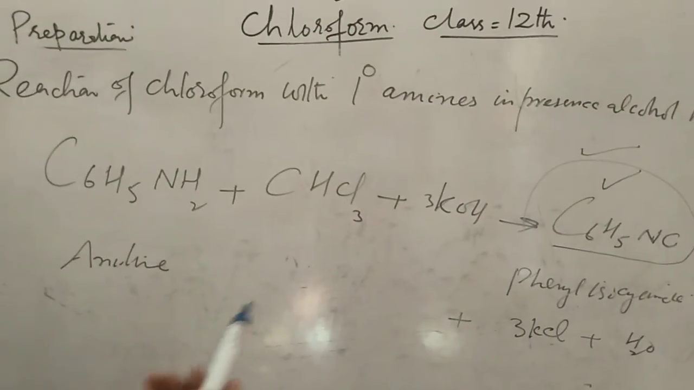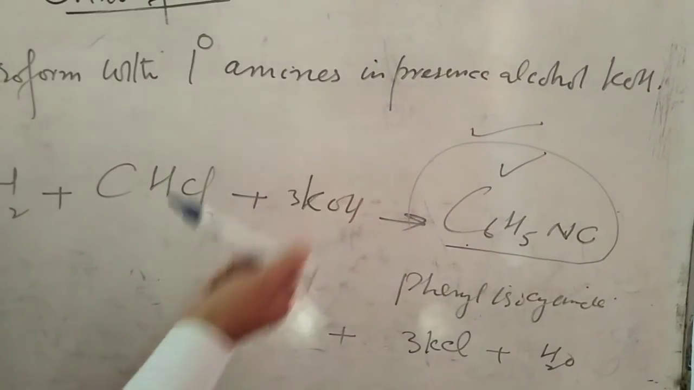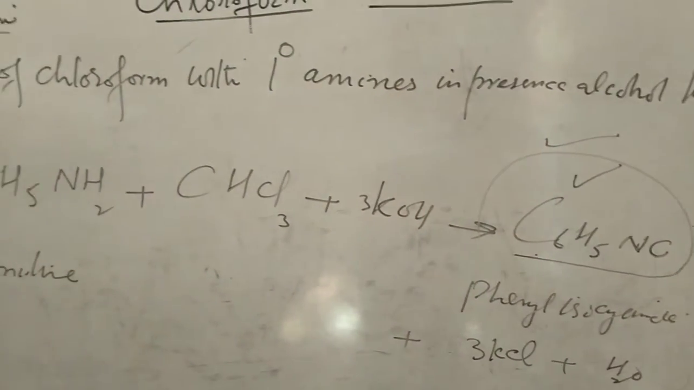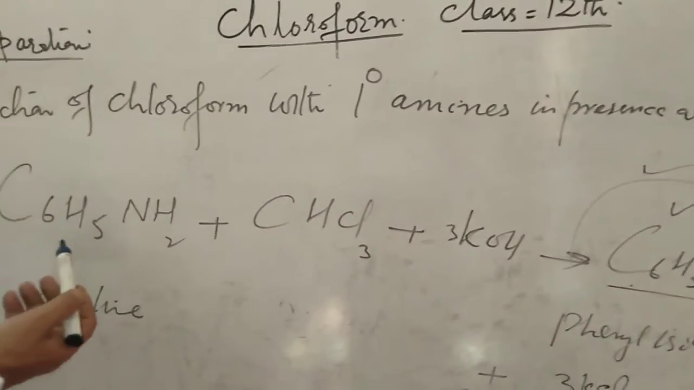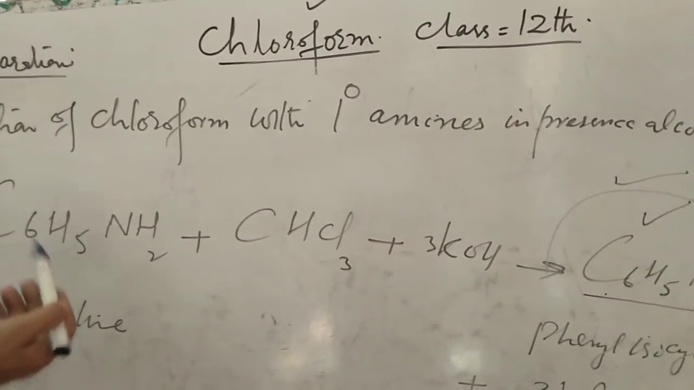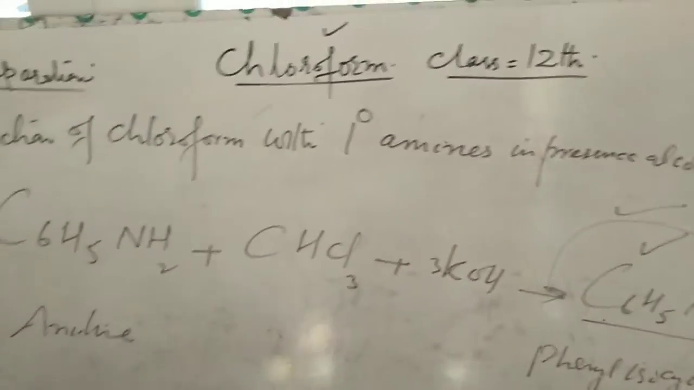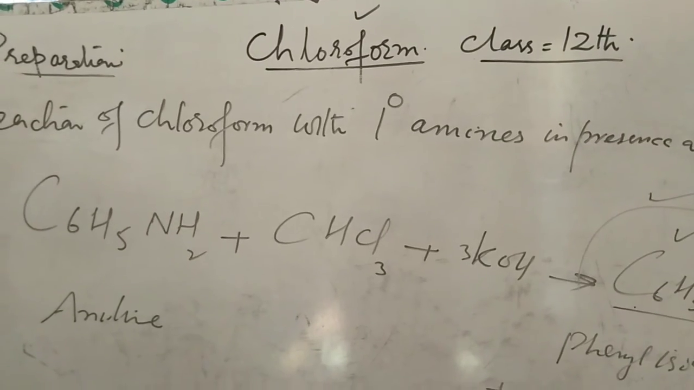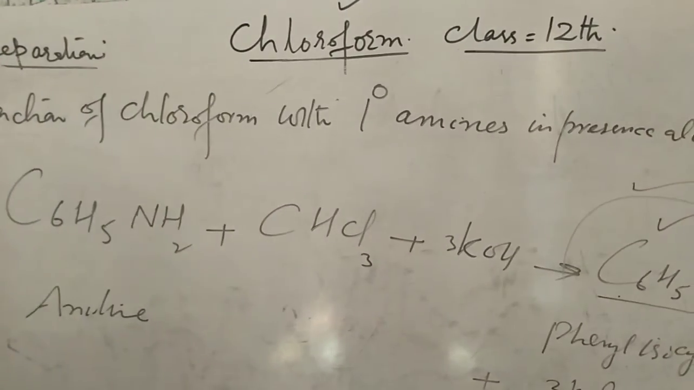You can write here, I have taken this aniline. You can take aliphatic amine also, and here you will get the isocyanides. यहाँ पर फिनाइल आइसोसाइनाइड बन गया. अगर हम यहाँ पर इथाइल अमाइन लेंगे तो यहाँ पर इथाइल आइसोसाइनाइड बन गया. So that will be the carbylamine reaction because it gives a pungent smell. So these were the reactions of chloroform.